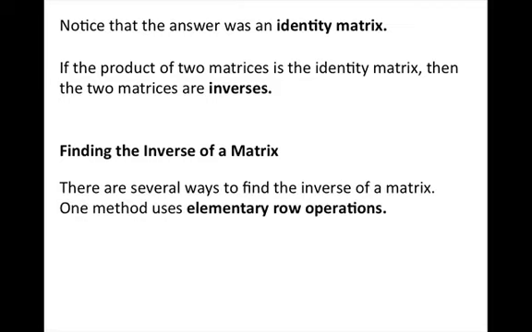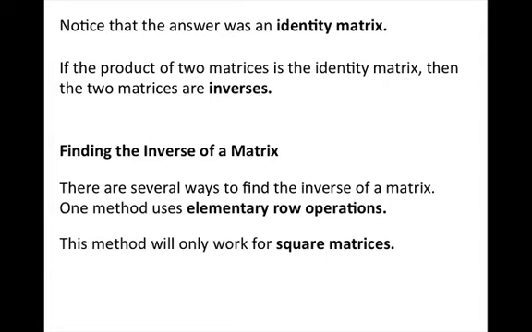There are several ways to find the inverse of a matrix. The method that we're going to use in this class is to use the elementary row operations. Even though there's several ways to find the inverse of a matrix, I want to use the row operations because we're going to use these again in the next unit, and I want you to become very strong with them. This method will only work for square matrices. And in this class, we're going to just focus on the 2 by 2 matrices.